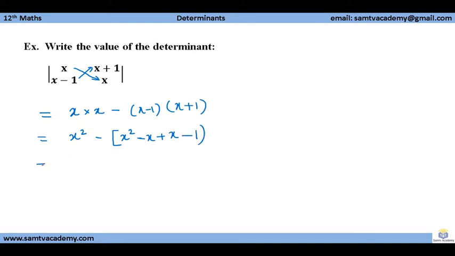Now if we expand it, it will be x square minus x square plus x minus x plus 1. So these two will cancel out, and these will cancel out. So the value of the determinant we will get is 1.